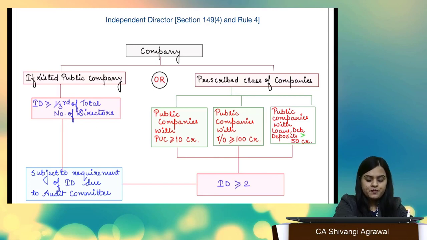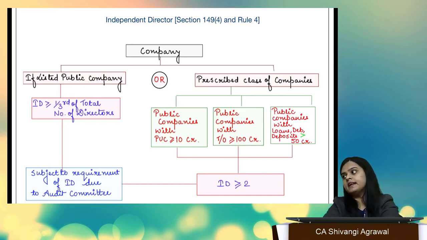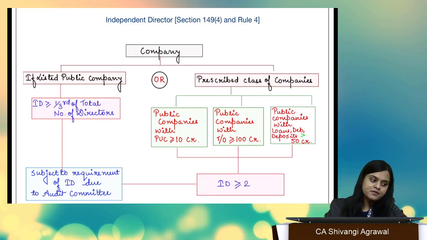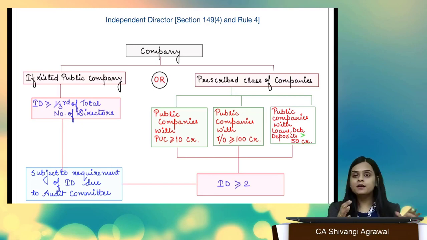Now we move to independent directors. Who are independent directors? Someone who is a highly experienced, highly knowledgeable person and who is not connected with the company. So when he comes to the company, he brings a high level of expertise, and since he is not connected with the company, he will bring an unbiased opinion. We don't need independent directors in all types of companies. They are needed in certain limited companies.